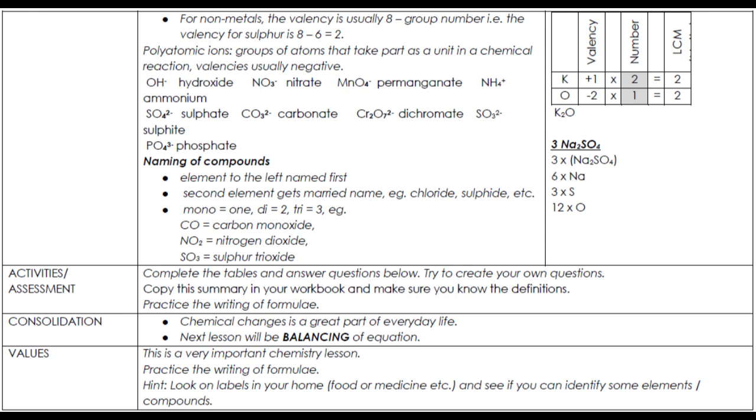Naming of compounds. Element to the left named first. Second element gets an ide name, for example chloride, sulfide, etc. Mono equals 1, di equals 2, tri equals 3, for example CO equals carbon monoxide. NO2 equals nitrogen dioxide. SO3 equals sulfur trioxide.